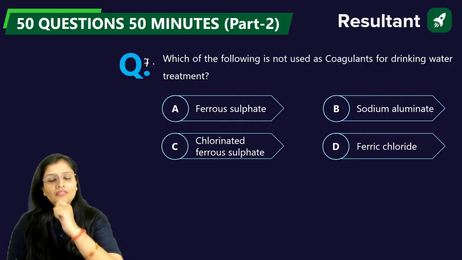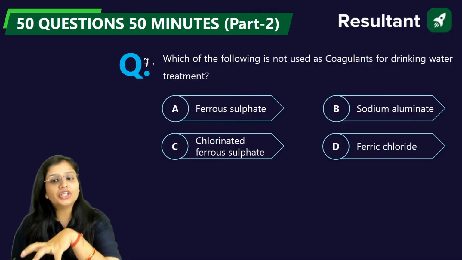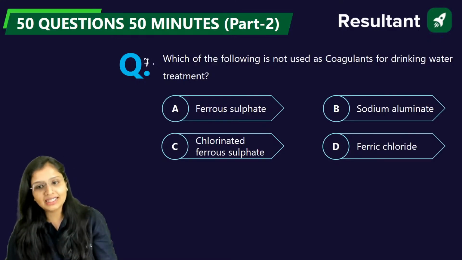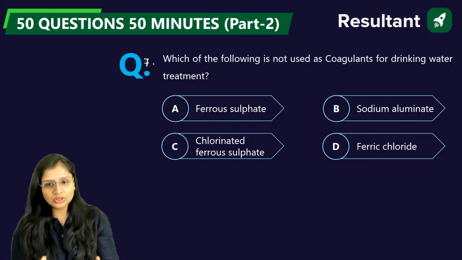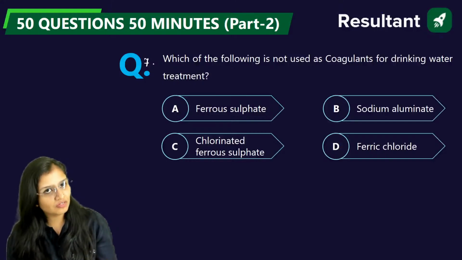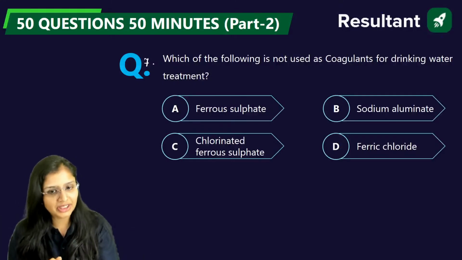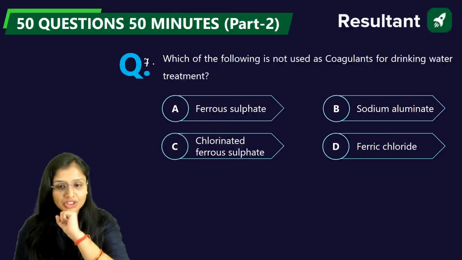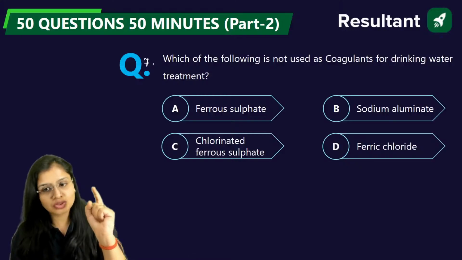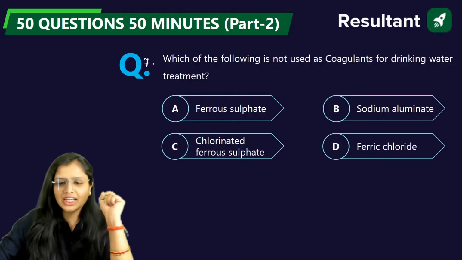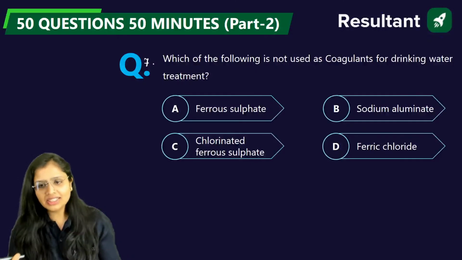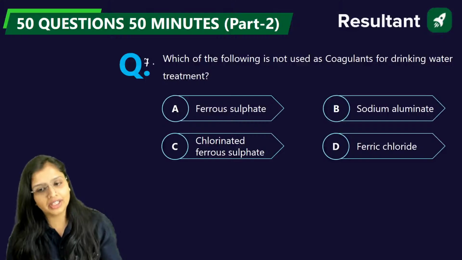Okay? Now, which of the following is not used as coagulants for drinking water treatment? Coagulants is basically the chemical which you use so that it causes the destabilization of the particles and then it causes the agglomeration of it. So which coagulants we don't use? Ferrous sulfate, FeSO4, we use it. Sodium aluminate, we generally use it for boiler feed water. The reason is it is very expensive. Otherwise, if it would have been cheap, we would have used it for drinking water also.